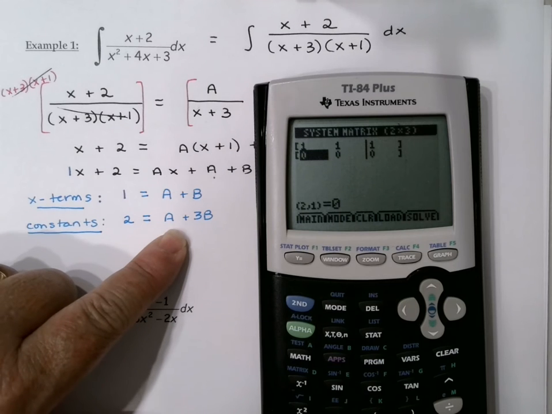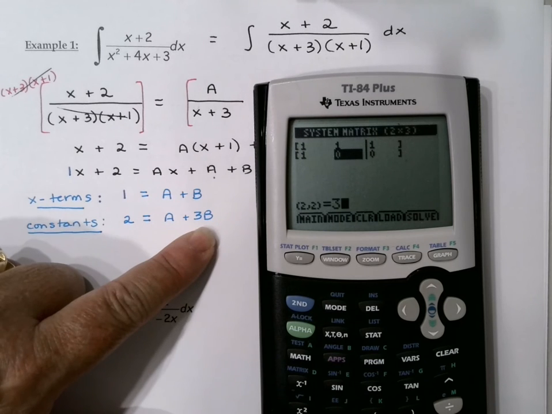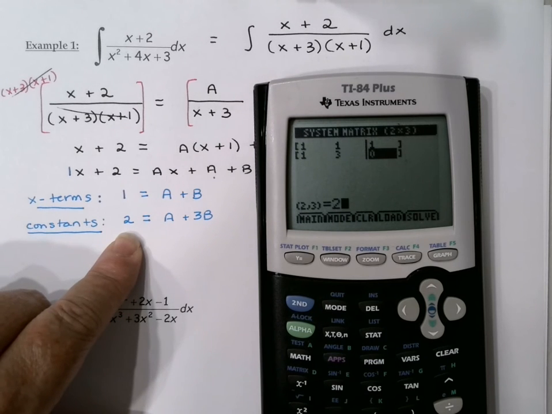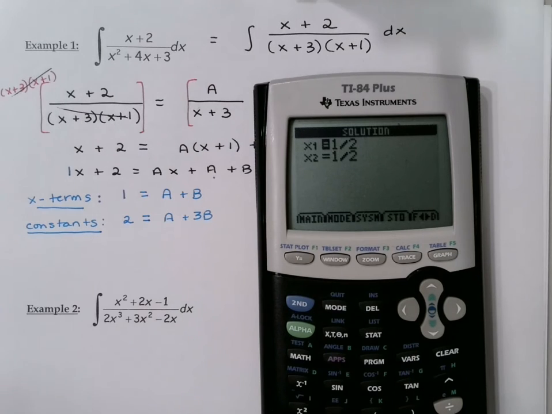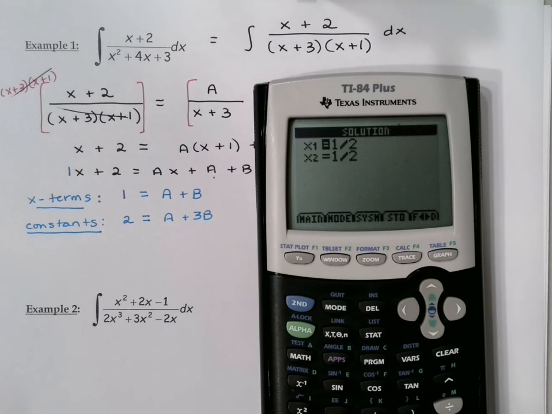And then the next one, 1a plus 3b equals 2. And then I can just say solve. And in this particular case, both variables, the a and the b, are both 1/2.